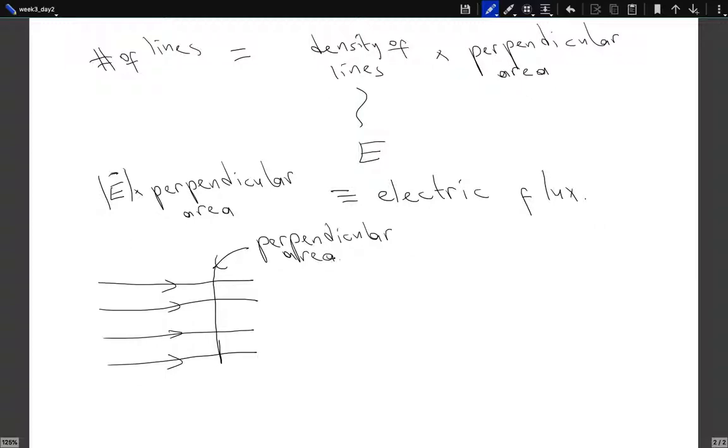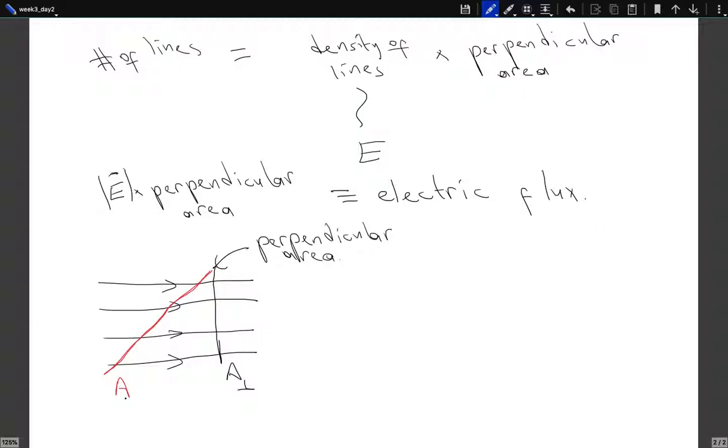Now let us consider some other area, not necessarily perpendicular. Let me consider this area. Well, that area is not perpendicular, so to calculate the flux, I shouldn't multiply the electric field by this total area. Let me call the perpendicular area A perp. The red area is some other arbitrary area.